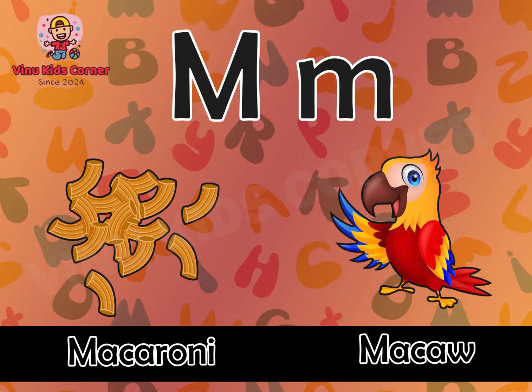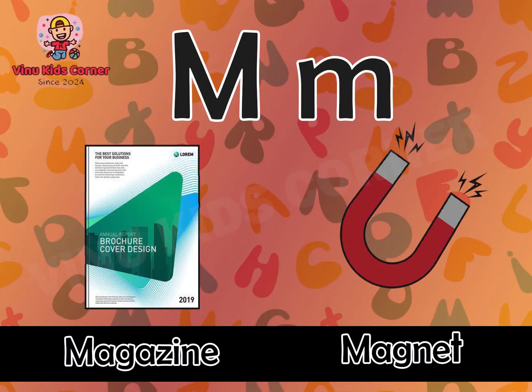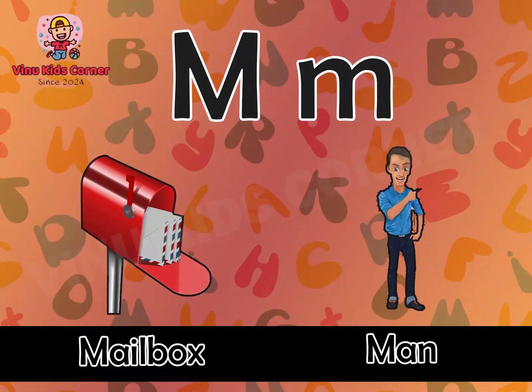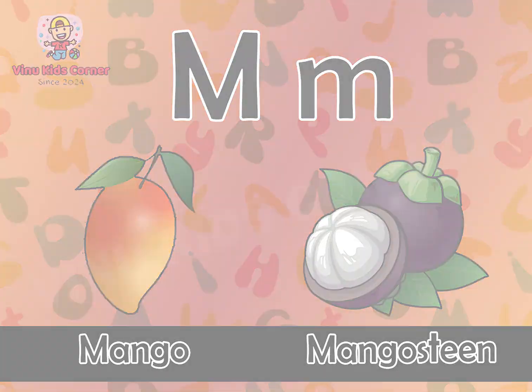M is for macaroni. M is for macaw. M is for magazine. M is for magnet. M is for mailbox. M is for man. M is for mango. M is for mangosteen.